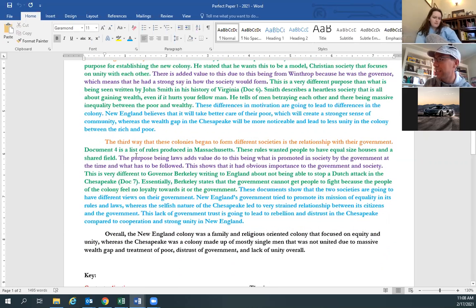My second HAP that I did was on purpose, which I know I told you guys not to do unless you felt really confident, but this purpose was so easy. And this purpose had to do with the laws of document 4. It was a list of rules. So because they're laws, they add value because it's what's being promoted in society by the government at the time and what has to be followed. This shows that it has obvious importance to the government and society. Okay. So again, identifying the purpose and then adding to it.